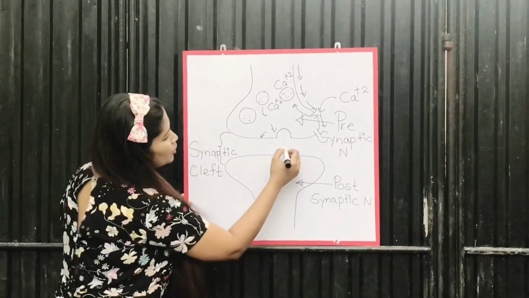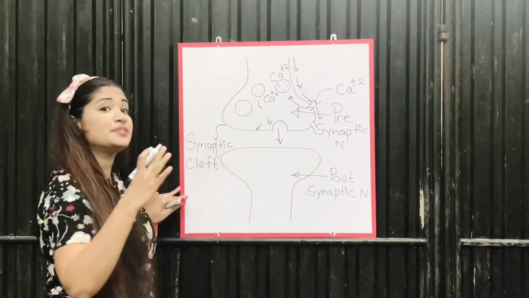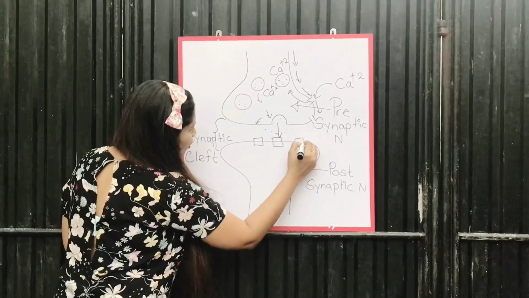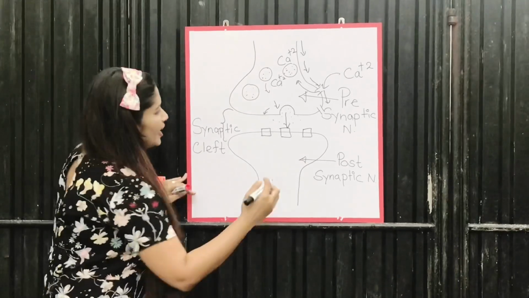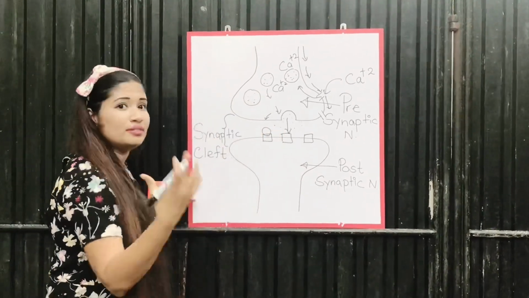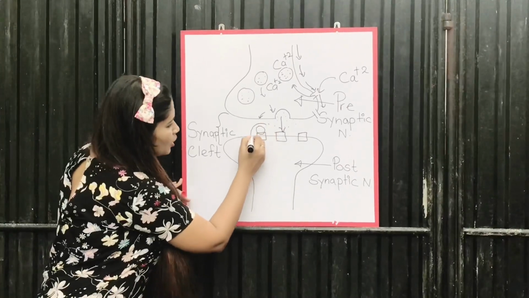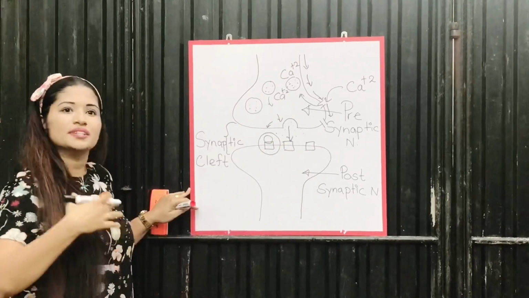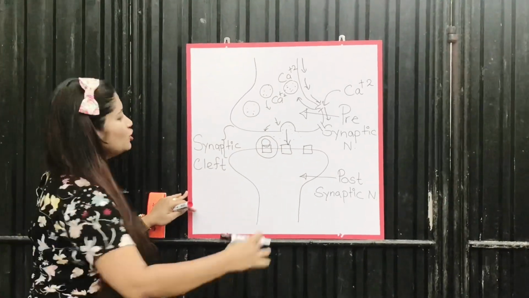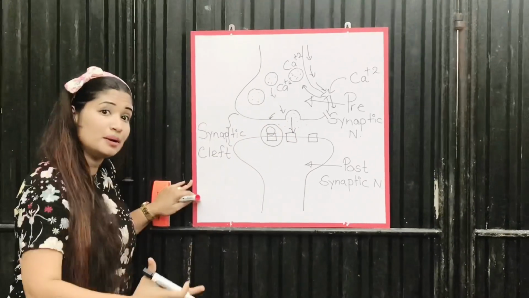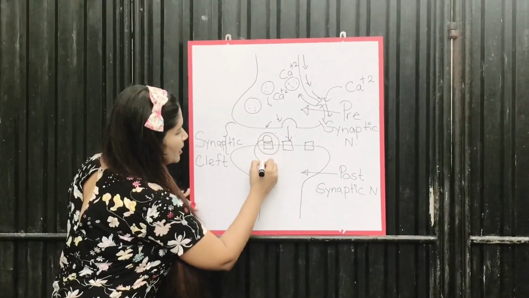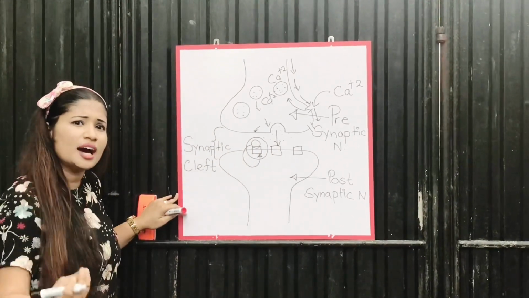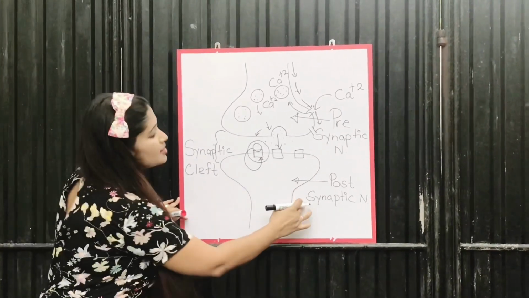And then these neurotransmitters diffuse through the synaptic cleft and bind with the receptors on the postsynaptic neuron. When the neurotransmitters bind with the receptors, it makes a complex. This complex is known as the receptor neurotransmitter complex. Due to the formation of the receptor neurotransmitter complex, it causes conformational changes of the receptor and it activates another type of gated channels in the postsynaptic membrane.